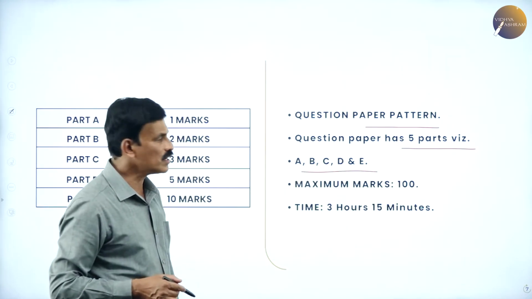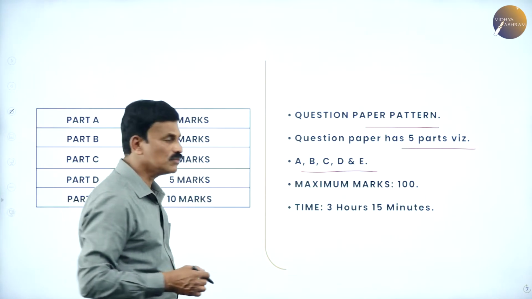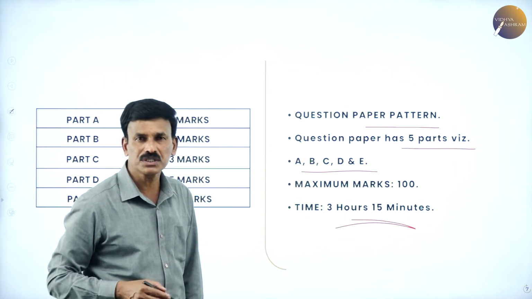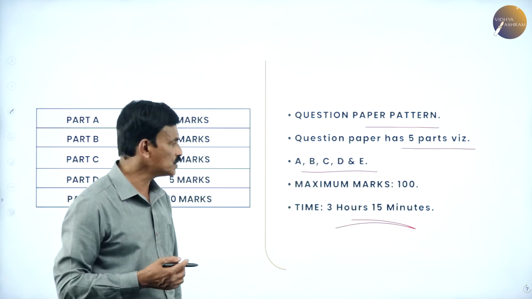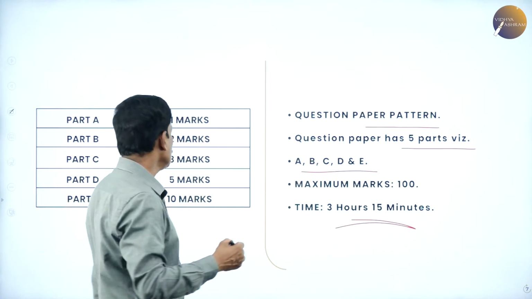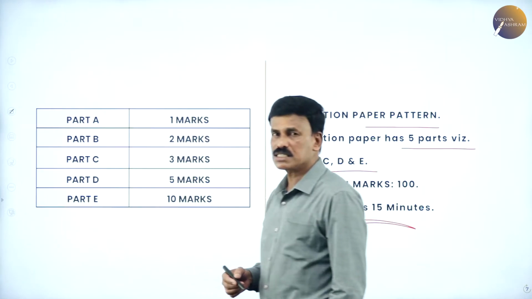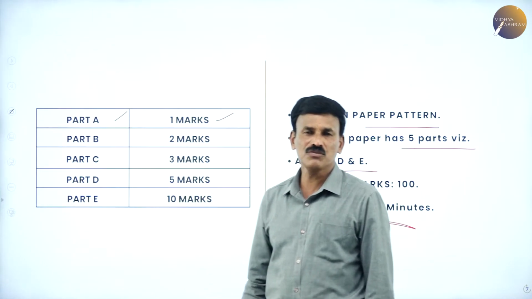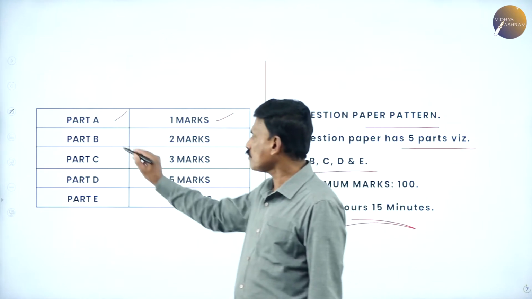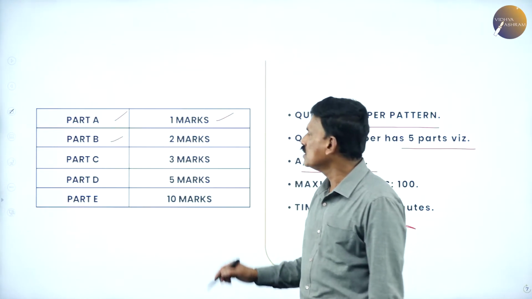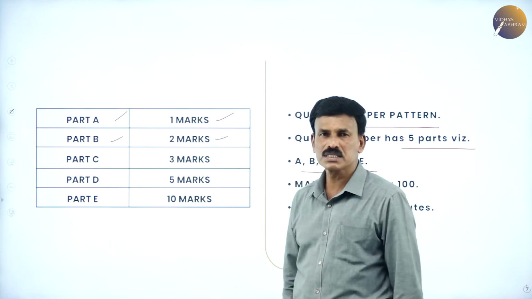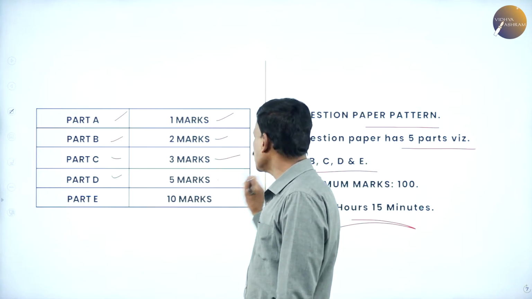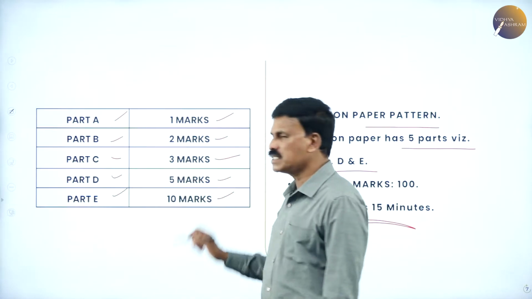So the maximum marks is 100 and the total time is 3 hours 15 minutes. 15 minutes is given to read the question paper and 3 hours is allotted to answer all the questions. Now, in part A, as usual, there are 10 one-mark questions. Part B, all 2 mark questions. In part C, 3 mark questions. Part D contains 5 marks, whereas part E contains 10 marks.